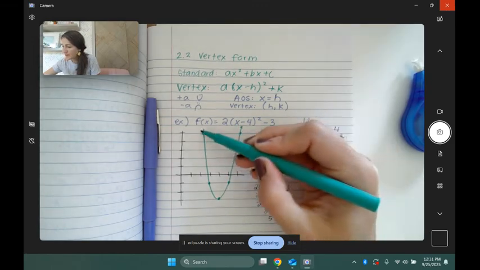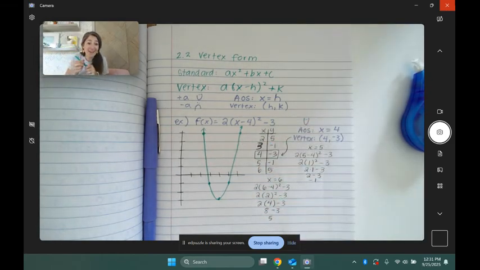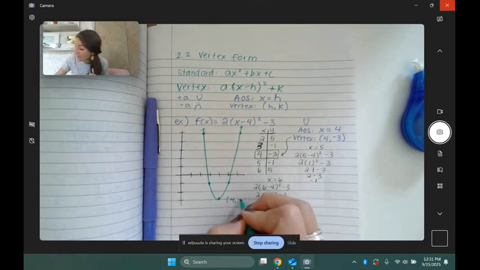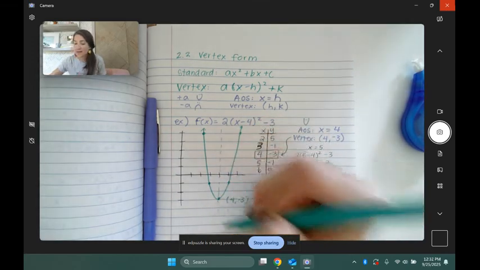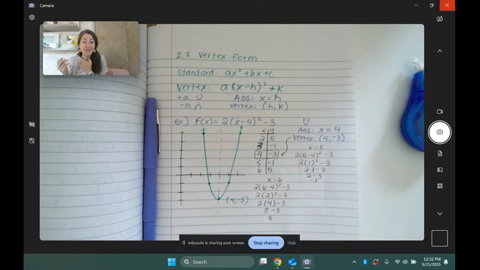Ooh, there we go. It is, in fact, face up. I have a vertex here at (4, -3). The axis of symmetry is right at x equals 4. This is the graph that matches the equation. We did it.